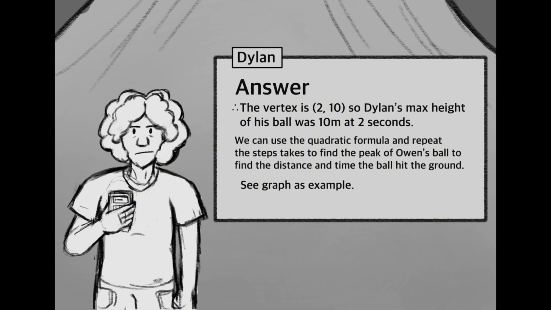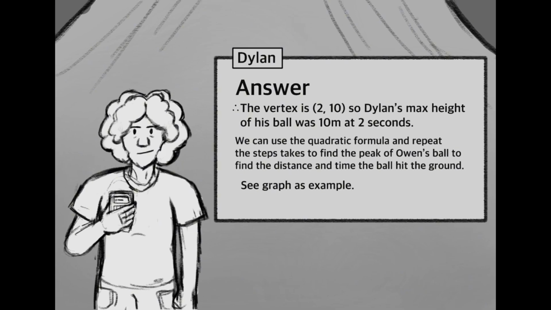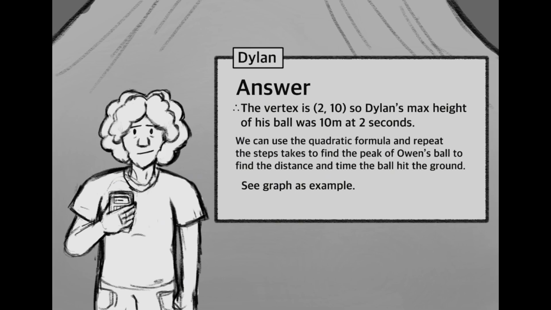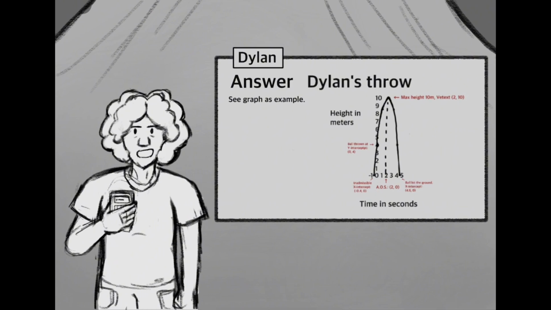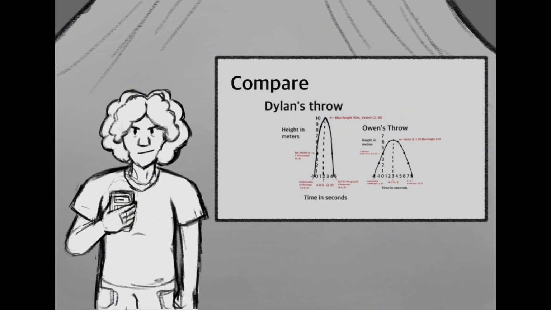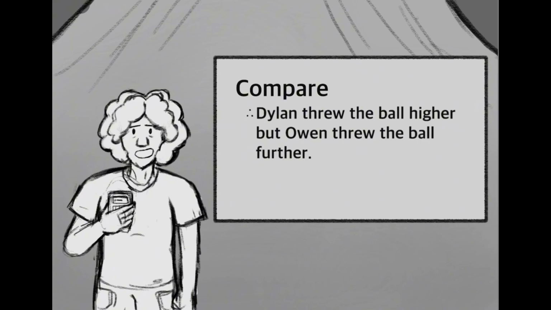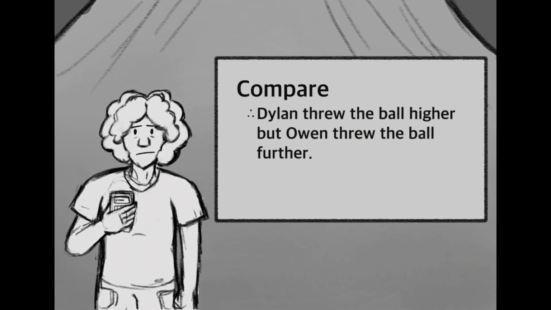We use the quadratic formula and repeat these steps to find the distance and time the ball hit the ground. See graph as example. Compare. Dylan threw the ball higher, but Owen threw the ball farther.